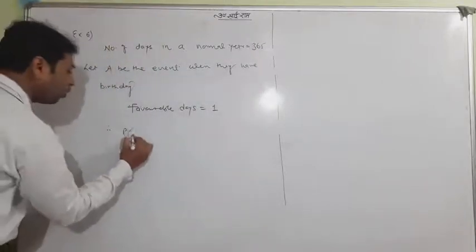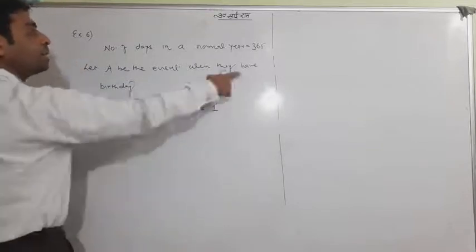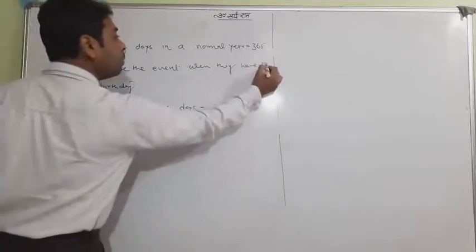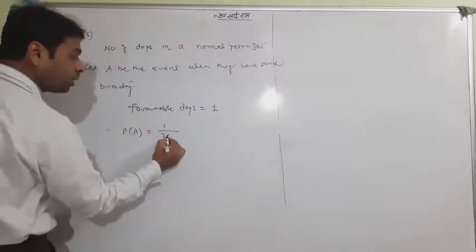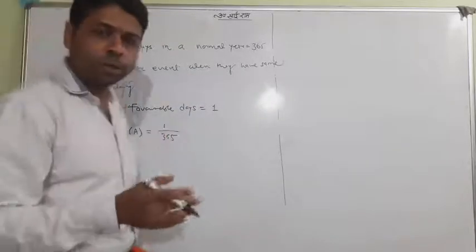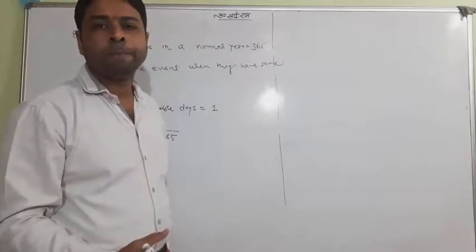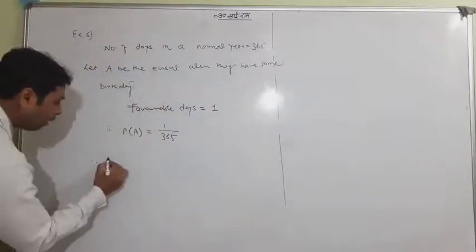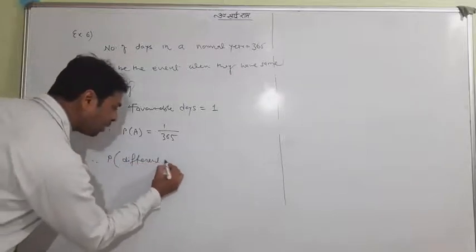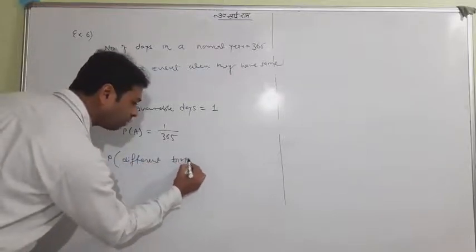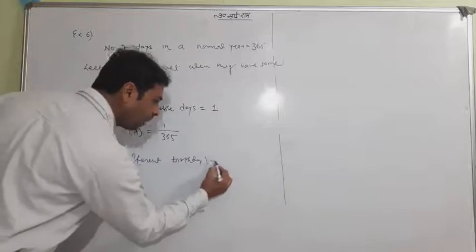So the probability of the same birthday is 1 upon 365. No need for n of A or n of S, just the general idea. And definitely, the probability of different birthdays. One can understand there are only two things, right? There are only same birthday and different birthday.